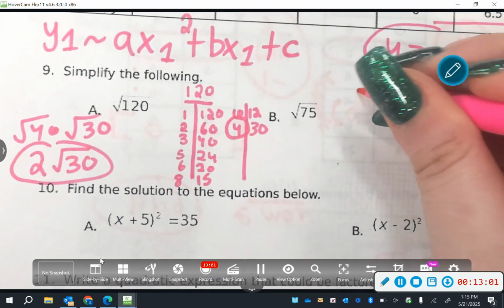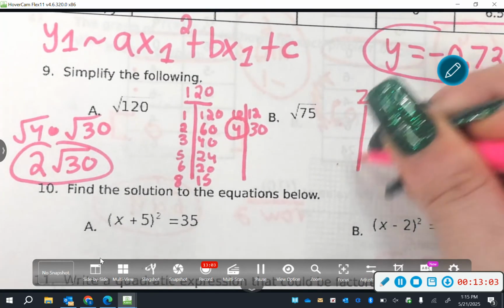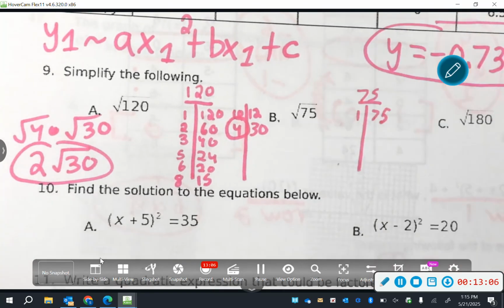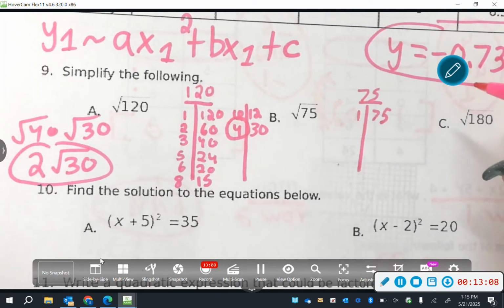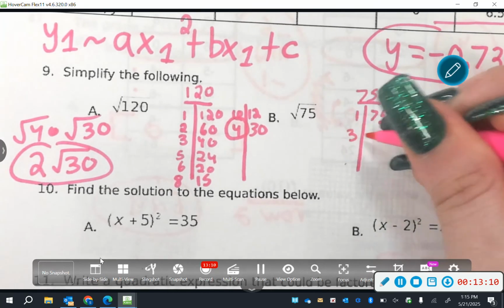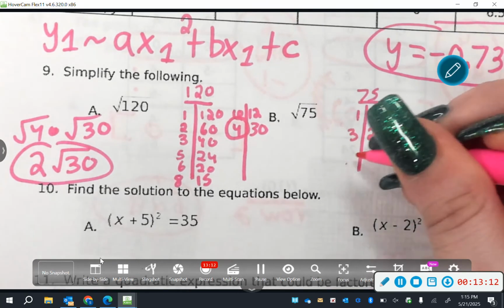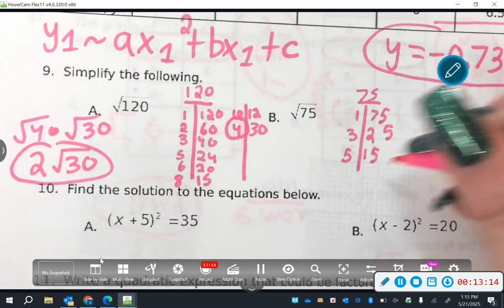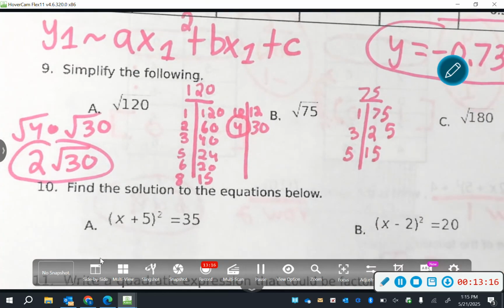All right, I'm going to do the same thing with 75. We know 1 and 75. If I don't know stuff, I can start plugging in my calculator. I'll tell you 3 and 25. I'll tell you 5 and 15. What's our biggest perfect square?